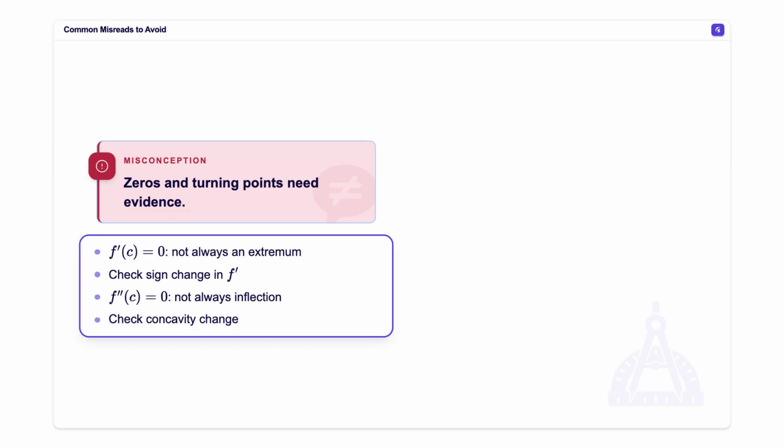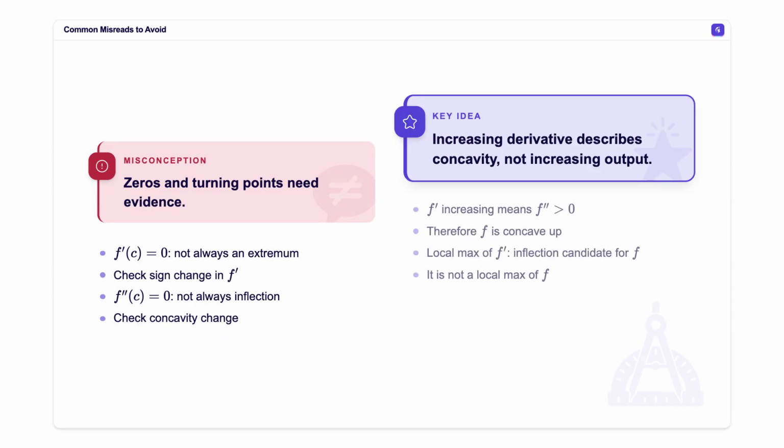The same warning applies to the second derivative. If f double prime equals 0 at c, that point is only a candidate for an inflection point. The concavity has to actually change from up to down, or from down to up. Now watch a different common mix-up. Increasing derivative describes concavity, not increasing output.